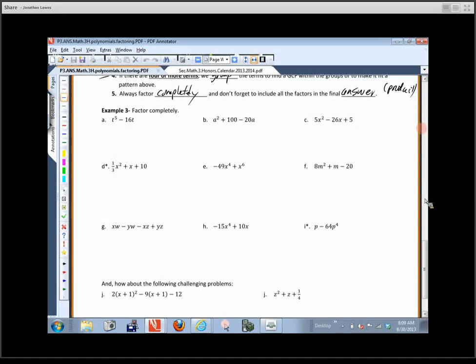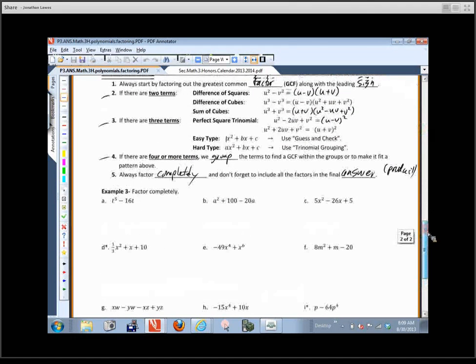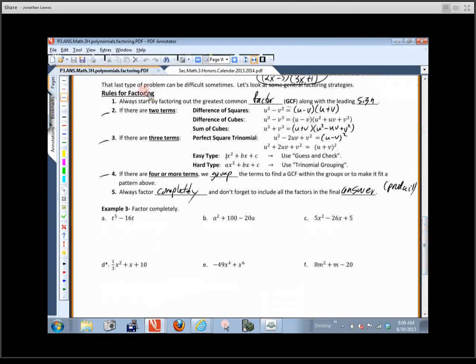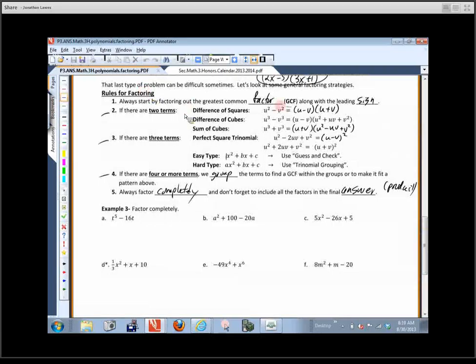So right above those problems, just to remind yourself, those are the steps that we take in factoring things. First thing we always want to do is take out the greatest common factor. Next thing we do is we count how many terms there are. And remember, terms are separated by plus and minus that are not in parentheses. Okay? And if there are two terms, we're going to follow these rules right here.